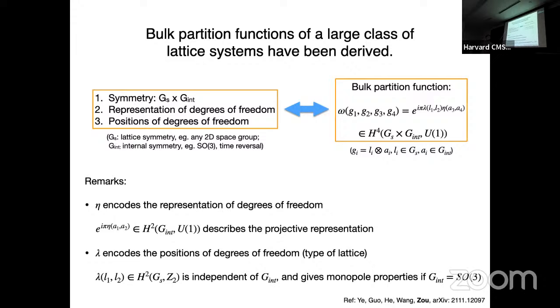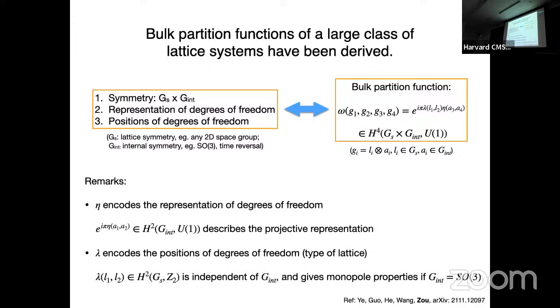I also specify what kind of degree of freedom I have. For example, whether I have spin 1/2 or spin 1, whether I have Kramers doublet spins or Kramers singlet spins, meaning I specify the representation of the degree of freedom. And I also want to specify the positions of my degrees of freedom, meaning whether they are located at triangular sites or honeycomb sites or Kagome sites. So these are the complete set of symmetry properties I will be specifying.